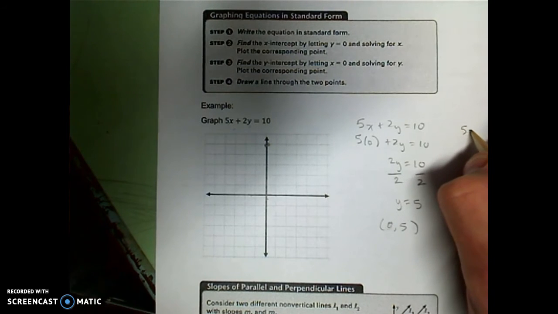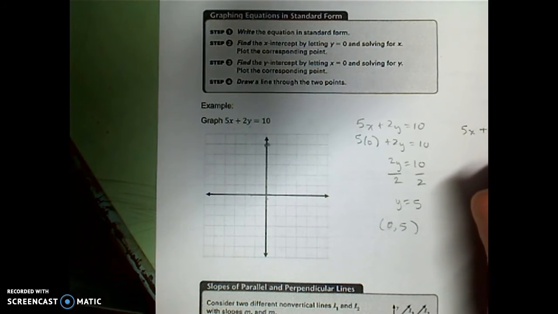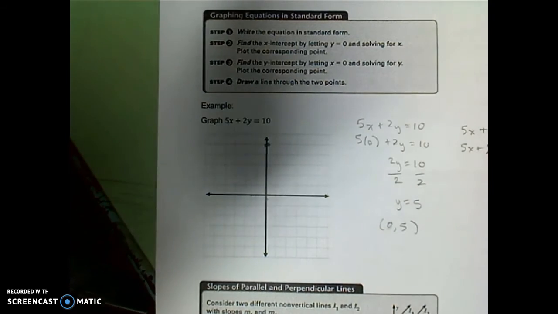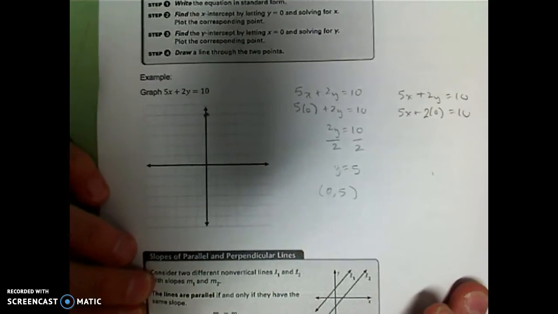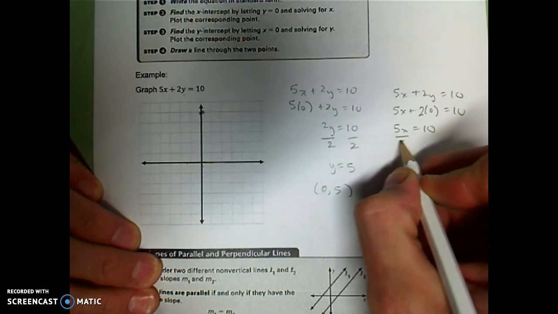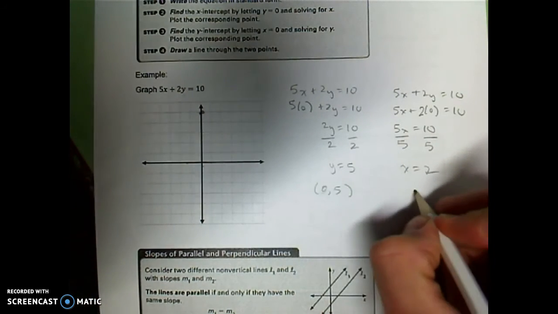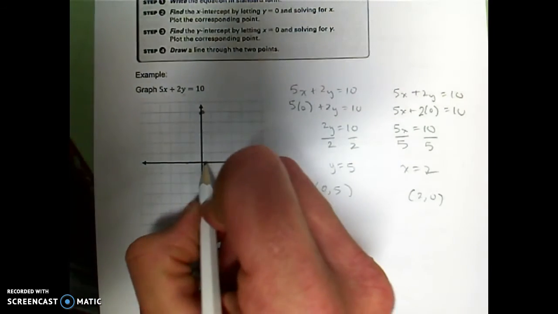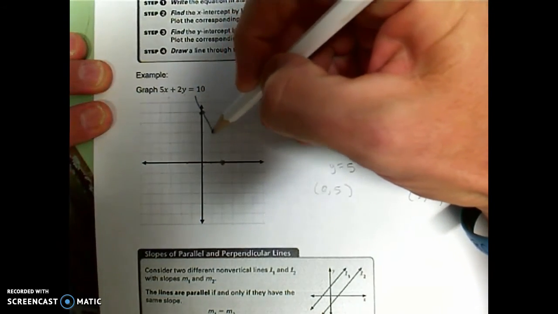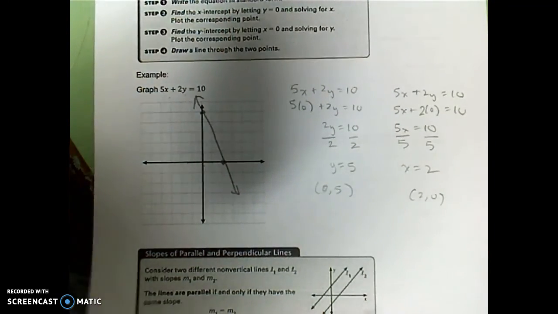Likewise, we're going to go back, substitute 0 in for y. I know if I have a point that's on the x-axis, its y-coordinate is going to be 0. Let's use that to our benefit to find out what this point is. So 5x equals 10. Divide both sides by 5, and x equals 2. So I know I have a point at (2, 0). So again, generating 2 points, I've got a line.